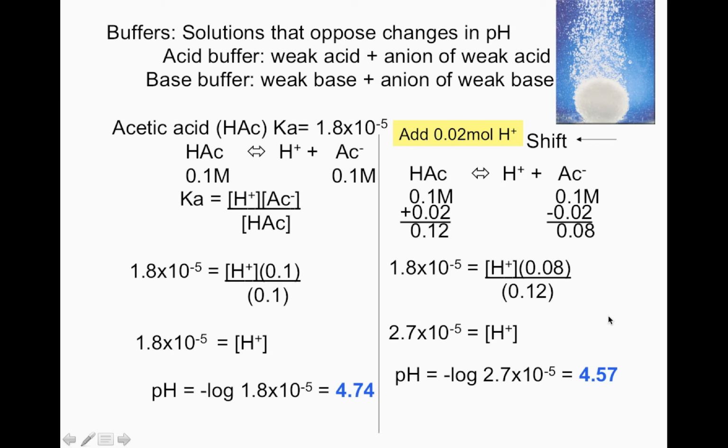So you can see that the buffer opposes the change. It doesn't stop the change, but it will oppose a change. Now what would happen if we had added a base, the hydroxide, instead? Then the shift would have gone in the opposite direction. The HAc would have gone down by whatever we added, and the acetate would go up by whatever we added. So these numbers would be inverse, and then we'd have the pH rising, which is what you would expect.